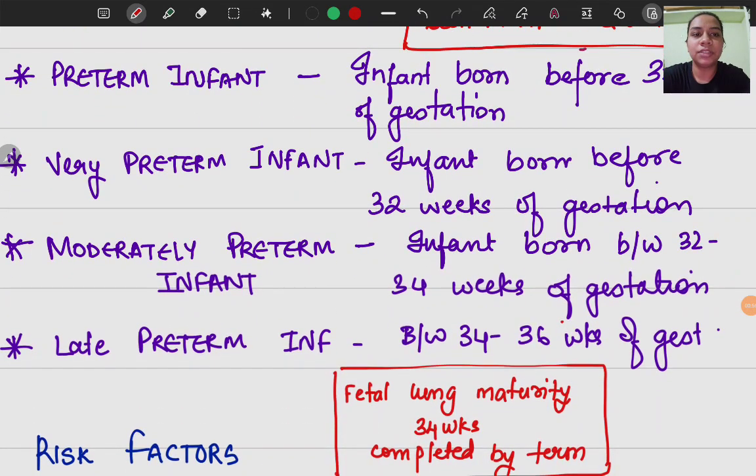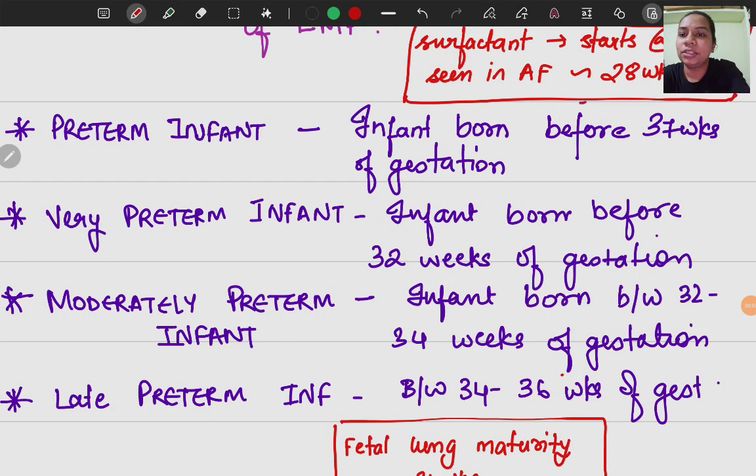Now there are some terms that we will discuss. What is a preterm infant? A preterm infant is any infant who is born before 37 weeks of gestation. Then there is also a term called very preterm infant. A very preterm infant is an infant born before 32 weeks of gestation. Preterm is before 37, and a moderately preterm infant is an infant who is born between 32 to 34 weeks of gestation.